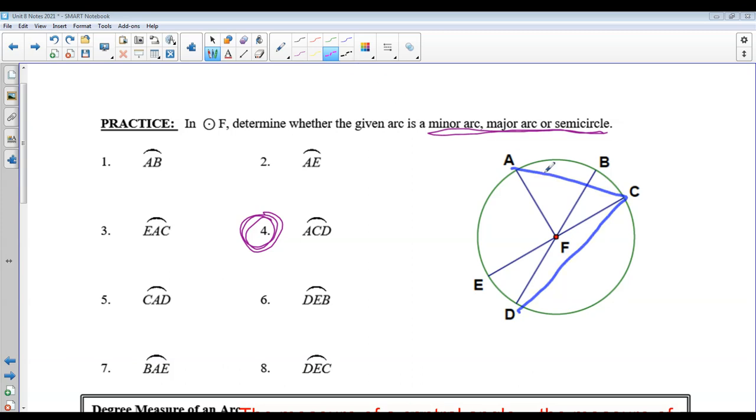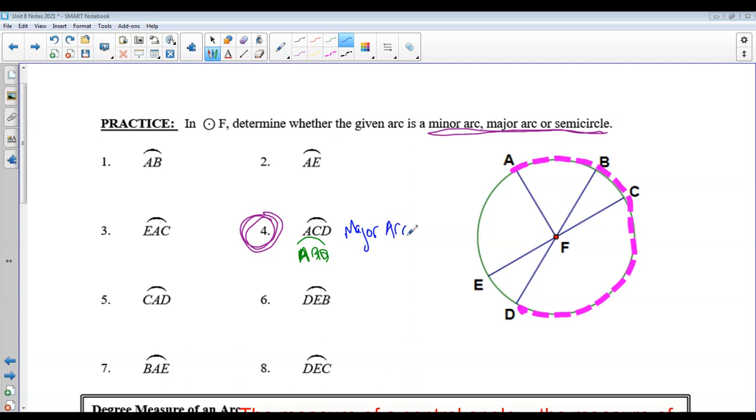So arc ACD. I'm just going to basically play a game of connect the dots all the way around. There's A to C to D. That's arc ACD. I also could have called it arc ABD, right? As long as we're following in that same order. So arc ACD, arc ABD, either way you think about it, that is a major arc because it's more than 180. It's the bigger part of the circle. All right, does that make sense?